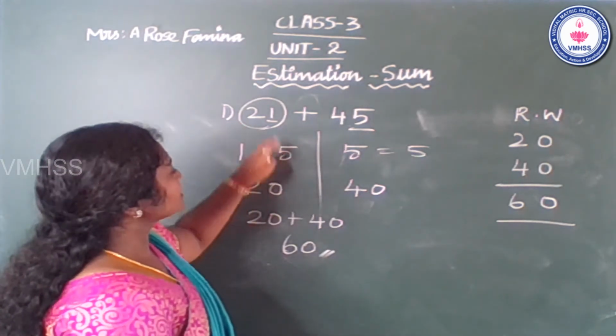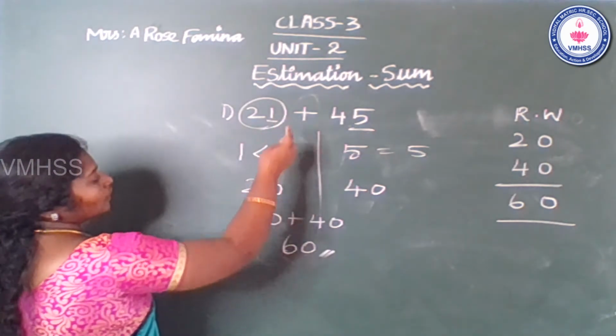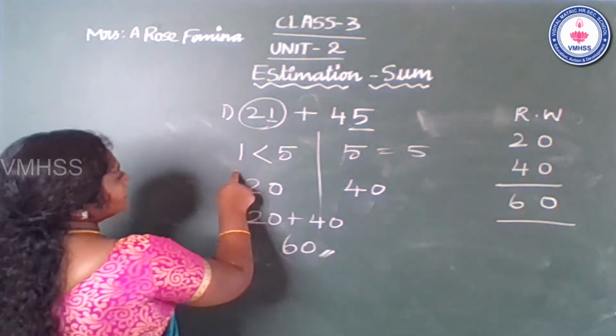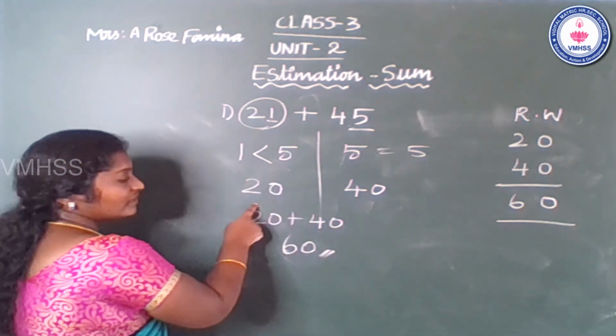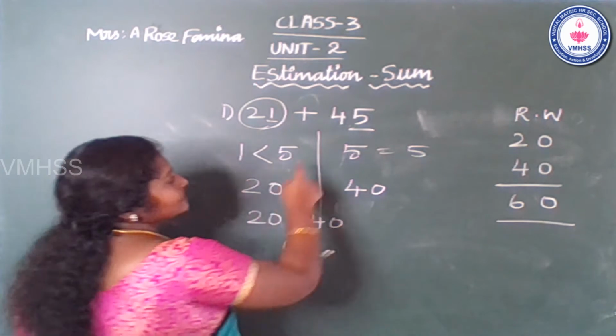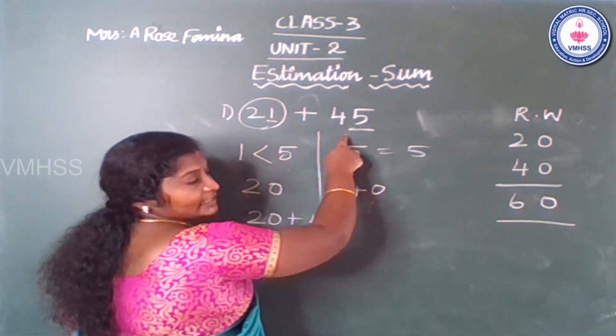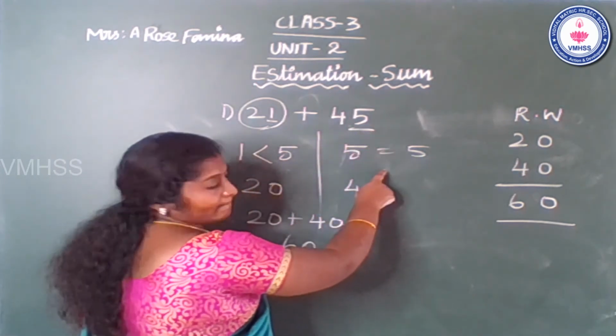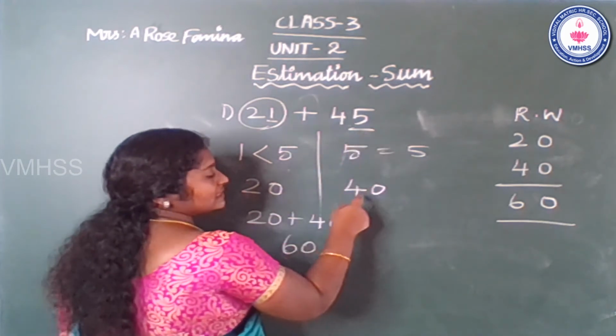Okay, first number. The first place one is 1. You compare with 5. Okay, so 1 is less than 5, so we round down and the value is 20. Okay, see the second number, 45. Here 5 is equal to 5. Okay, so we round up and the value is 40.